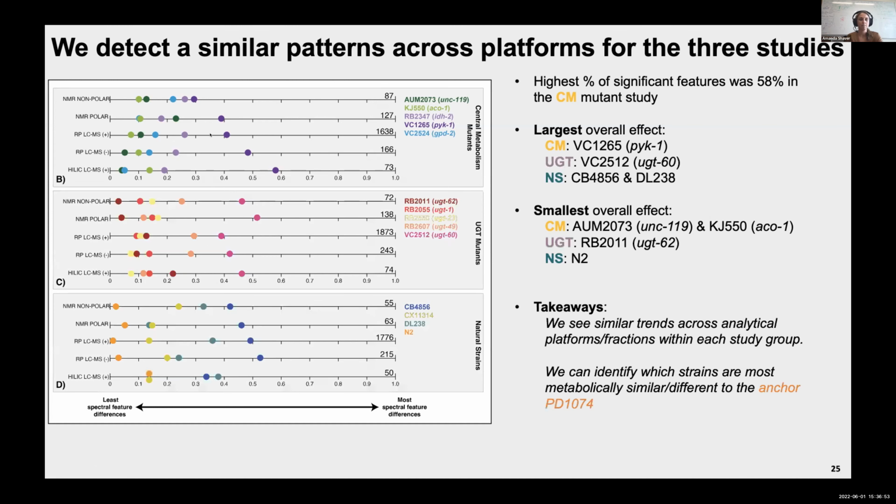We applied this same exact thing to our UGT mutants here in C and our natural strains here down in D. And this allowed us to see the trends again across analytical groups, but then also start to identify which strains are actually the most metabolically either similar or different to our anchor strain. And within the natural isolates, we see that these metabolic trends are identical to what we would expect genomically, which was very reassuring. So this really gives us a reduced spectral feature pattern to move forward with.